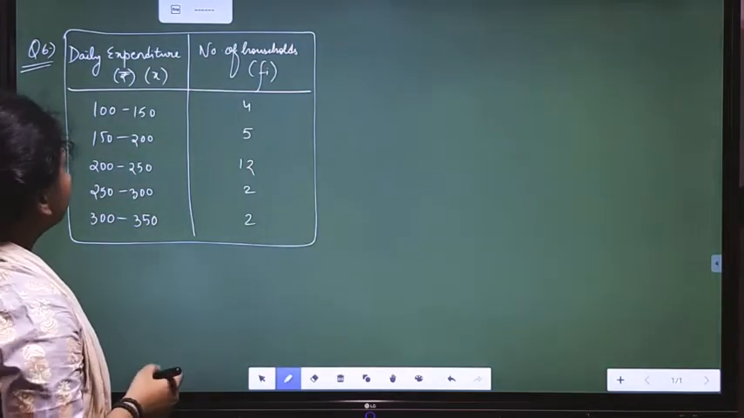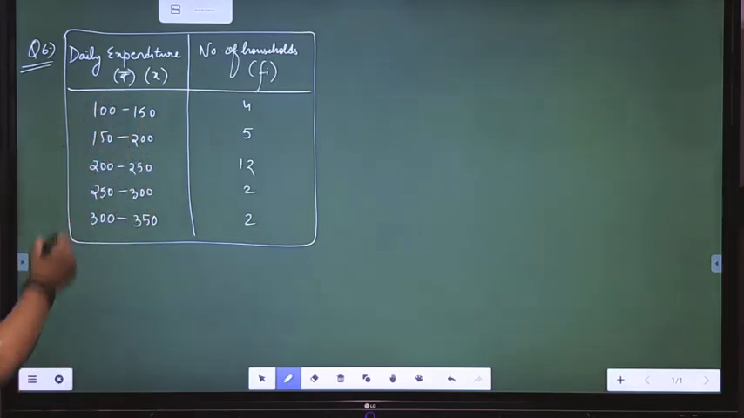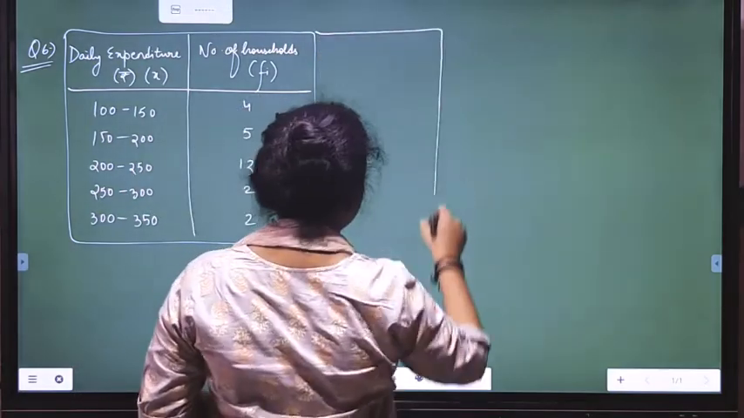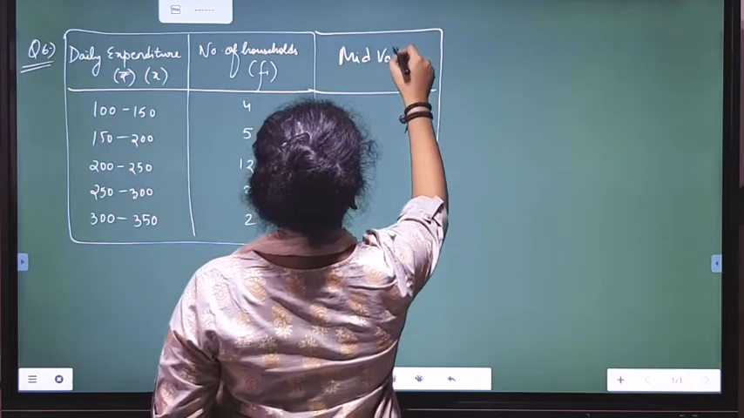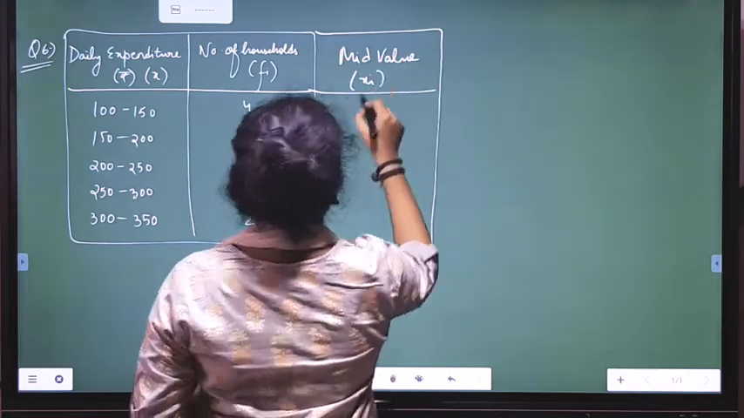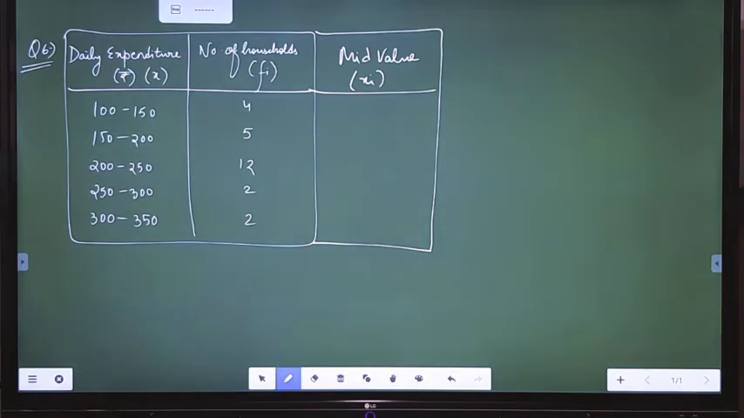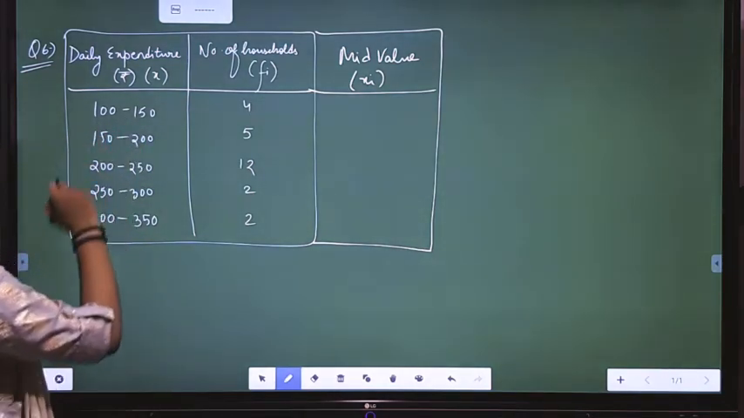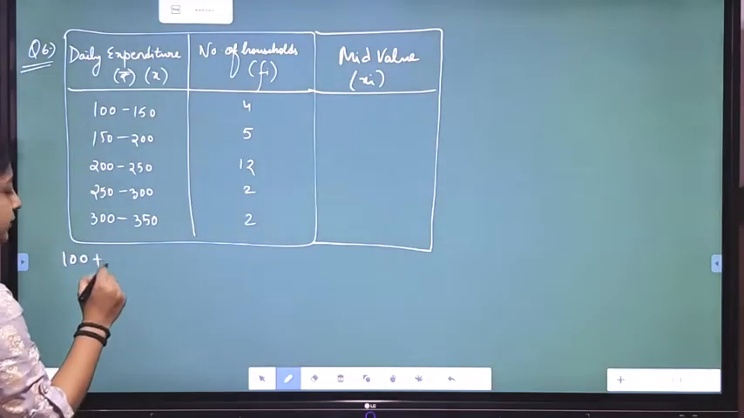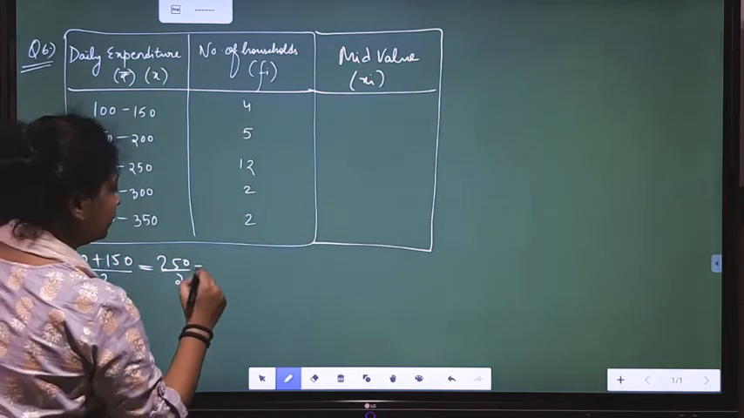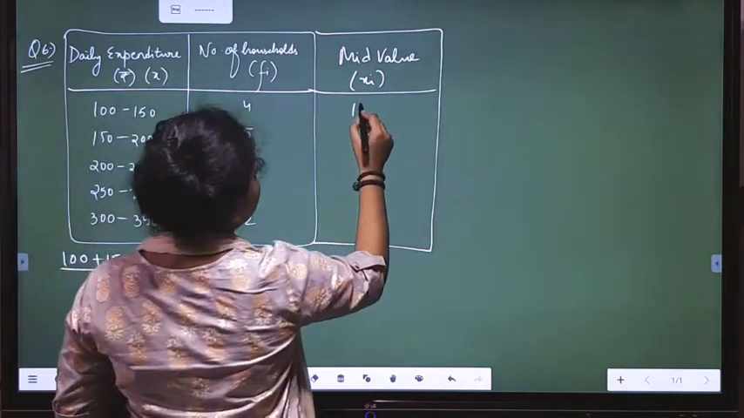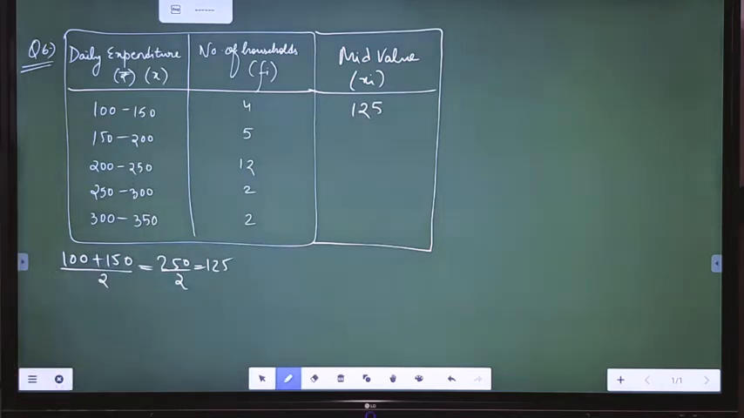So first of all, see here the data values are continuous, so we do not have to change it. In the next step, we have to find the mid value. Mid value we are denoting with xi. Okay, how do we find the mid value? In order to find the mid value, we have to add these two and divide by 2. That means 100 plus 150 divided by 2. That will be 250 by 2, that is 125. So here we have the mid value as 125.